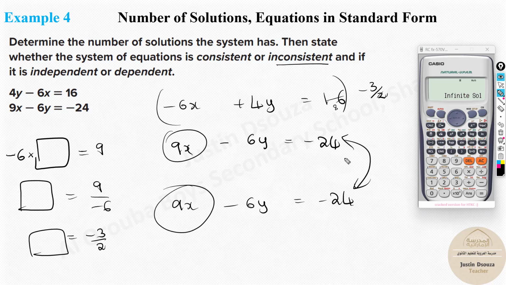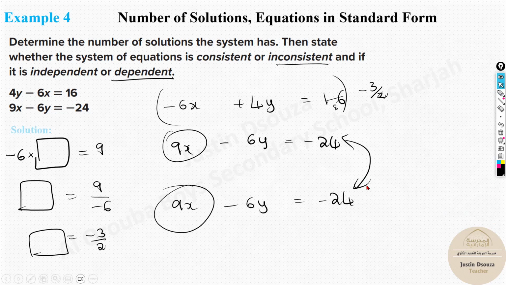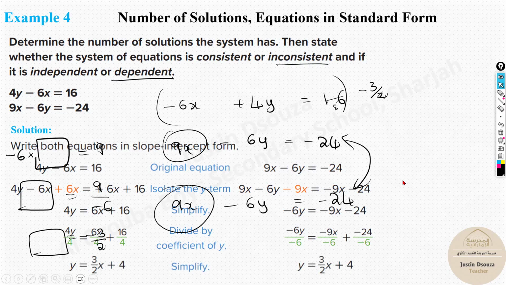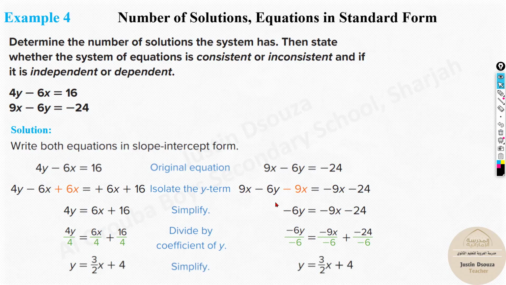If the entire equations are equal, then we have dependent in this case. Otherwise, we would have inconsistent. So here it is dependent and there are infinite solutions. So over here, this is also possible.